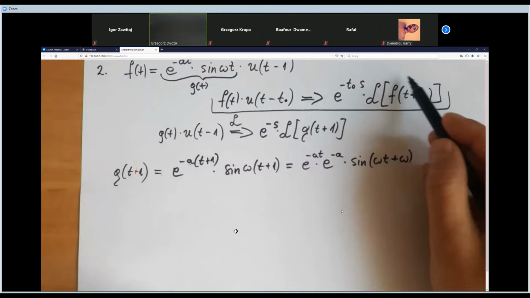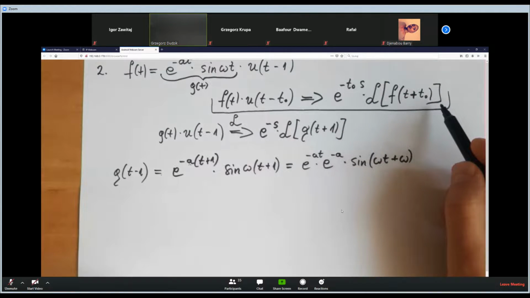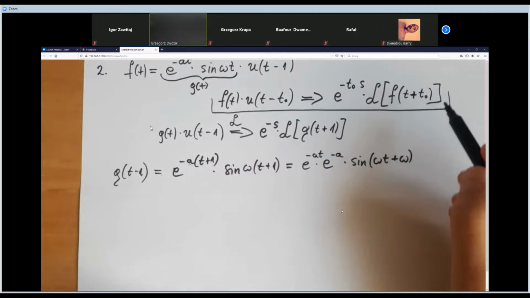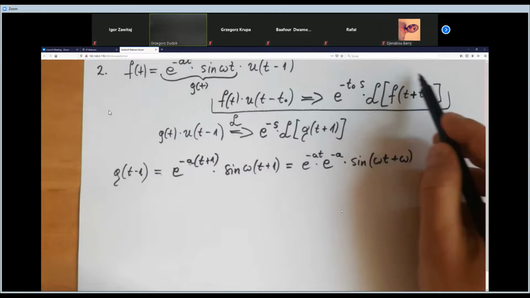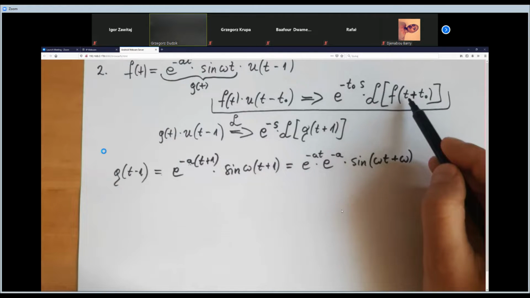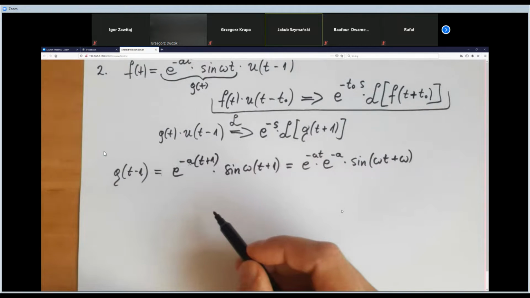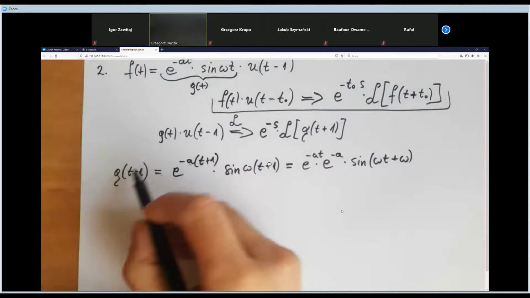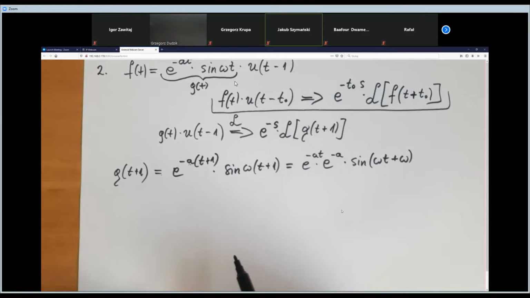According to the theorem, we have to find the Laplace transform of this function. In fact, where the f is g, and we have to substitute t plus t0. Sorry, plus t0. All right. Sorry, is the argument of g t minus 1 or t plus 1? Sorry, here we have to put the plus. Yeah. Okay. Thank you, Jakob.